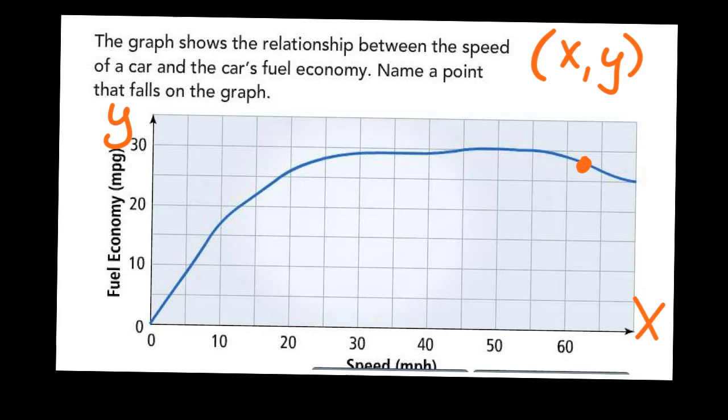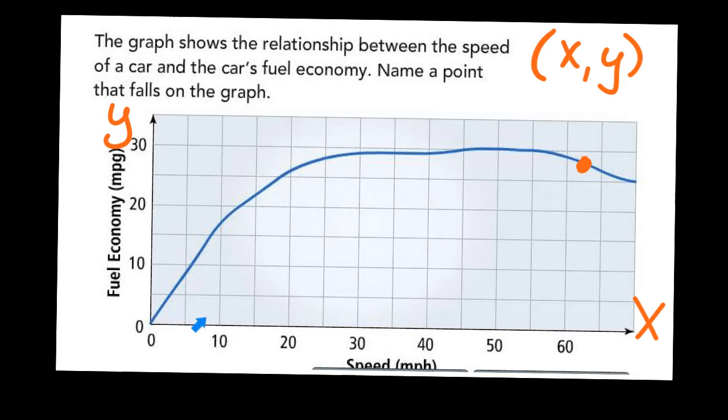And now I have to figure out what the address of that point is. So first, because I know that the x value is first, I start at 0 on the x-axis, and I go to where this thing is about, okay? Now I'm going in intervals of, what is this, 5?